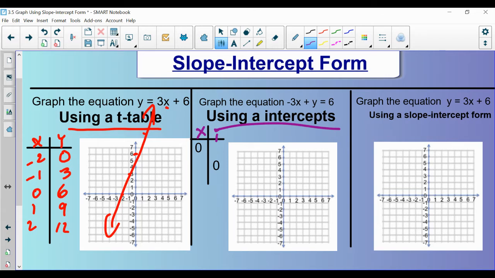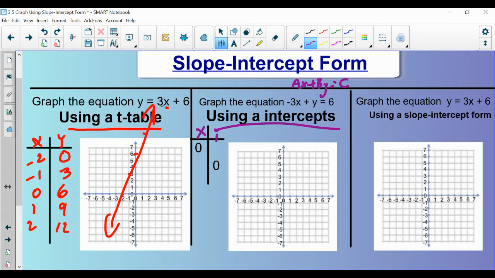When you graph using intercepts, we're often in standard form: Ax plus By equals C. You can see that we have that here. We have the x term, then the y term, and then the constant term, or the term that doesn't have an x or a y. Now, these are the same equations, this one here and this one. I just had to rearrange it.